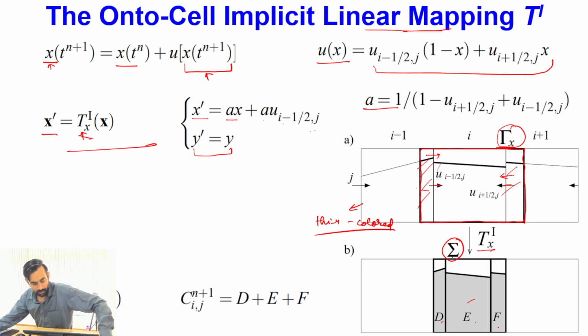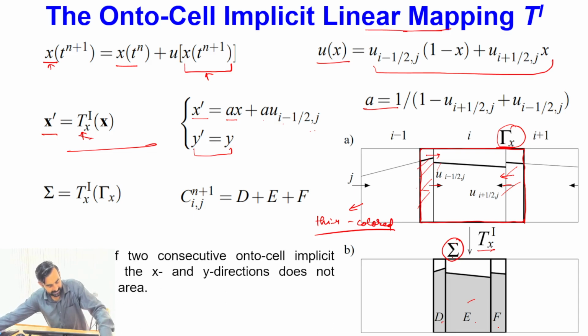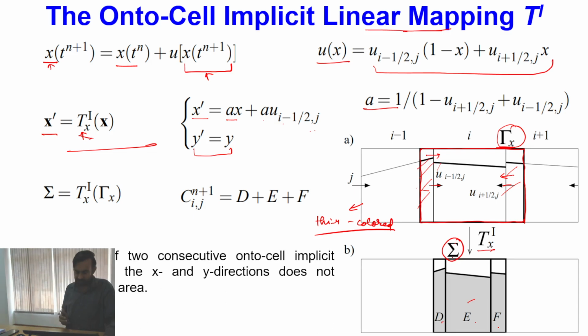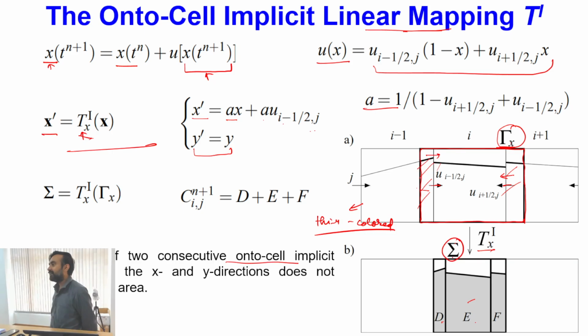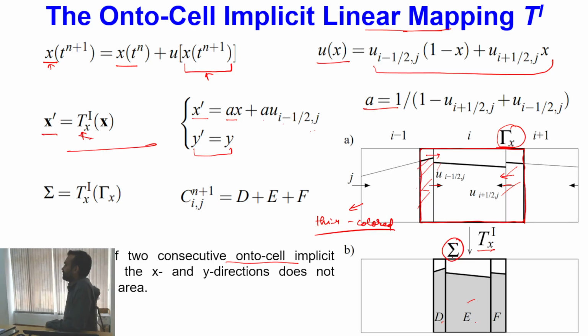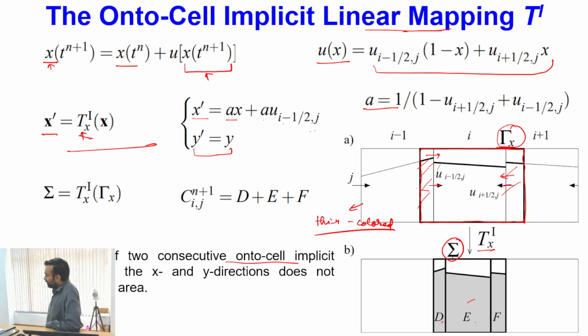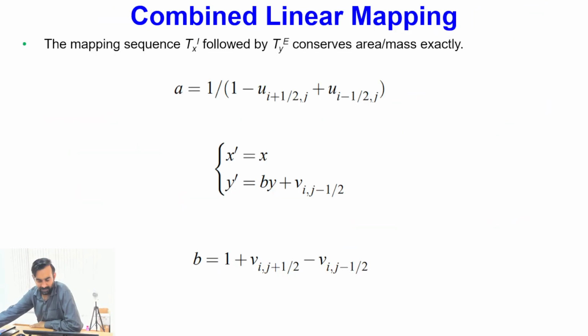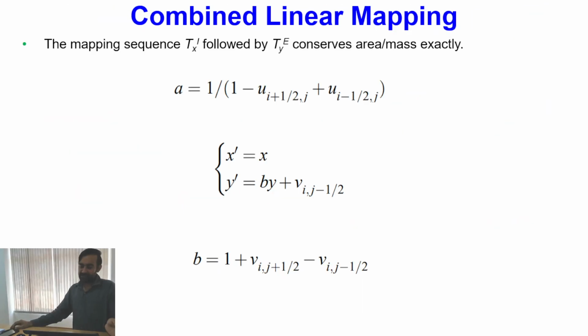Again, this scheme still has some issues. Typically when the onto cell implicit method is done on a two-dimensional grid and we move it along x and y directions, we do not get conservation of area and conservation of mass. So this scheme independently will not serve the purpose. I also told you that the explicit scheme, whenever we extend it to multi-dimensional scenarios, also does not conserve the mass. So ultimately, in geometrical mapping, one more method is proposed, which is called combined linear mapping.